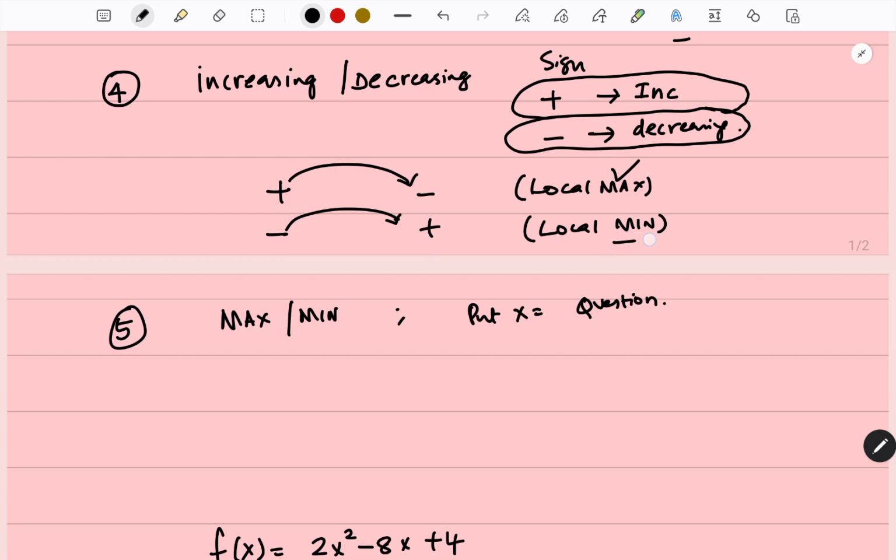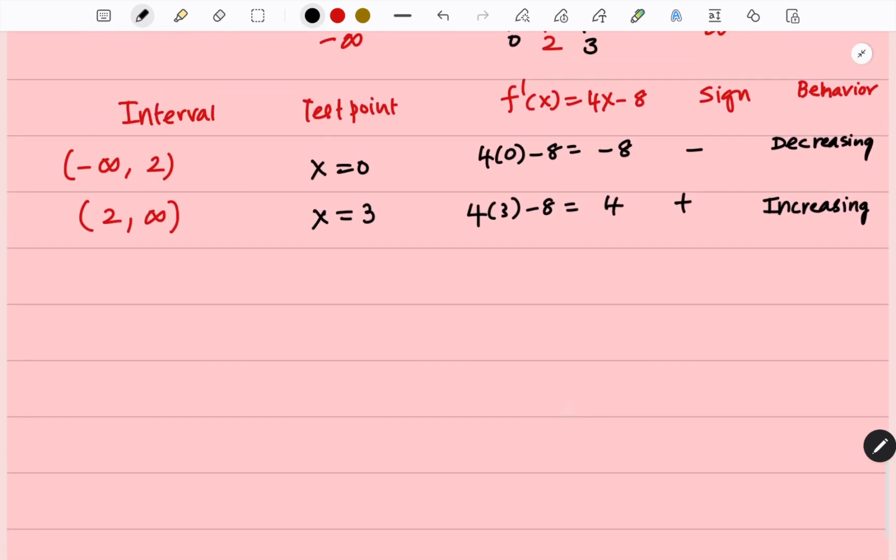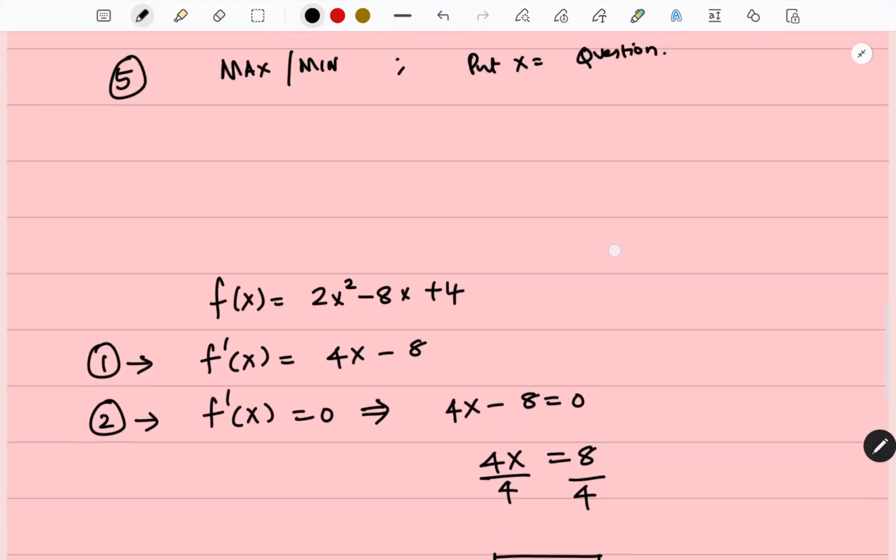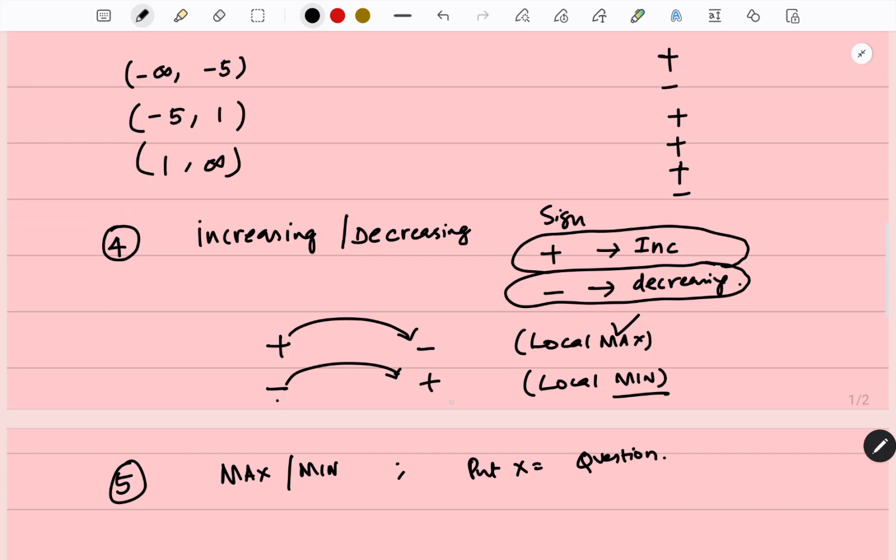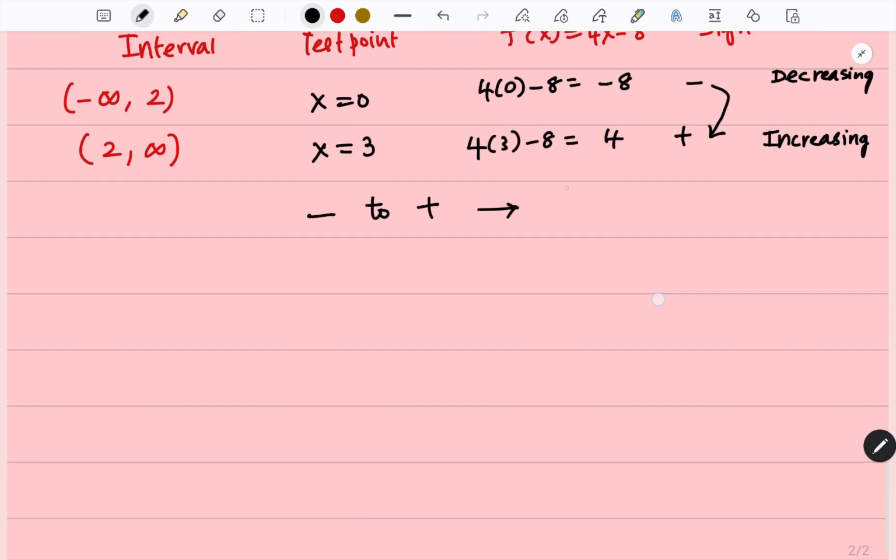Also I said positive to negative is maximum. Negative to positive is minimum. So go here, what are you getting? Negative to positive. So negative to positive means you will get minimum, which is called local minimum. Yes, negative to positive is local minimum. That's it. Very, very simple.